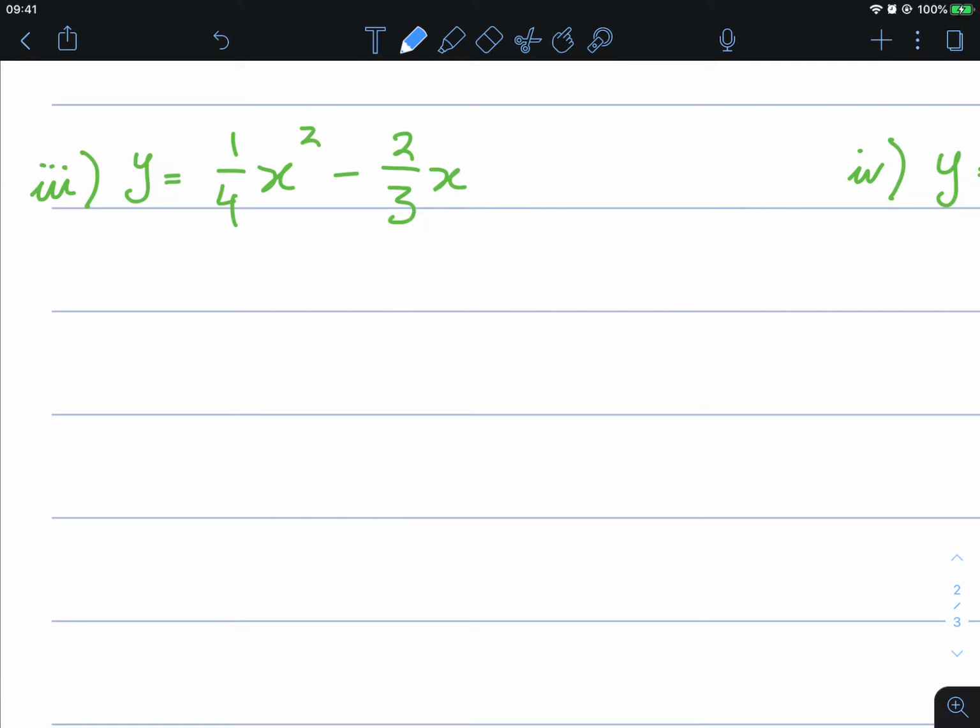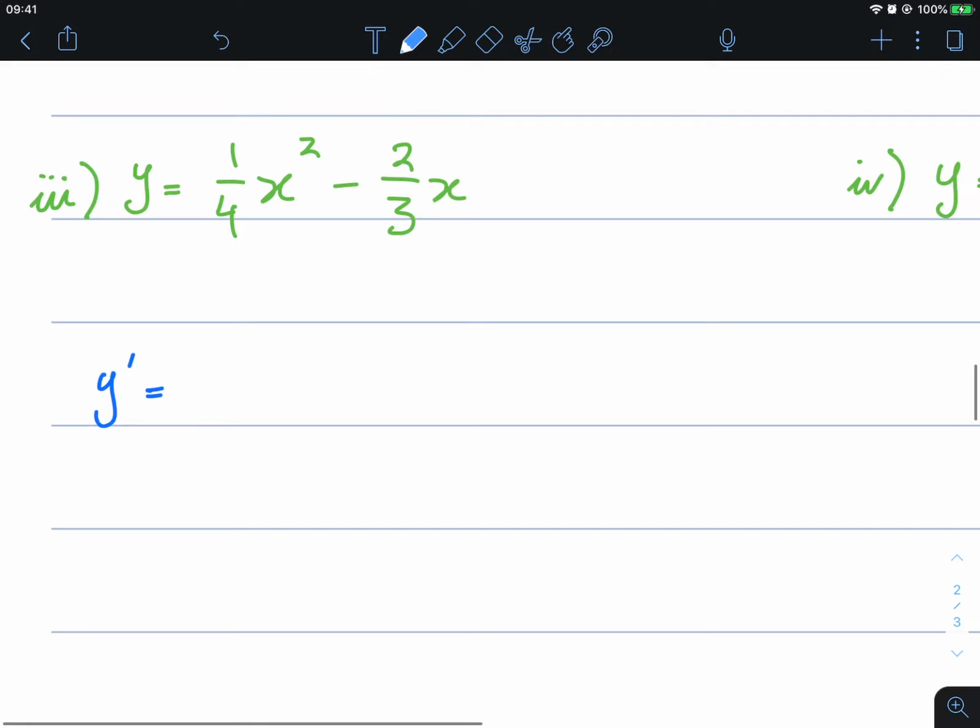Let's use some more appropriate notation here. This becomes, you can use dy on dx or y prime, whichever you'd like, just because it's simpler, y prime. 1/4 times 2 is half x. 2 take away 1 is just 1, so it stays as it is. And I hope we've seen by now, if it's x by itself with no power, the coefficient is all that remains.